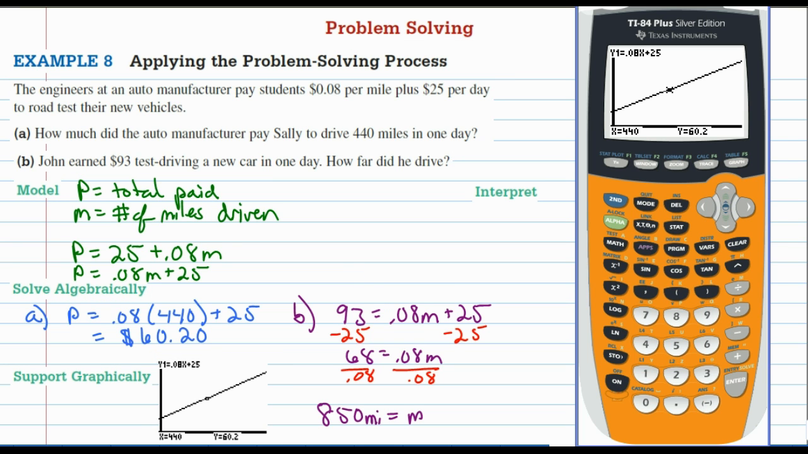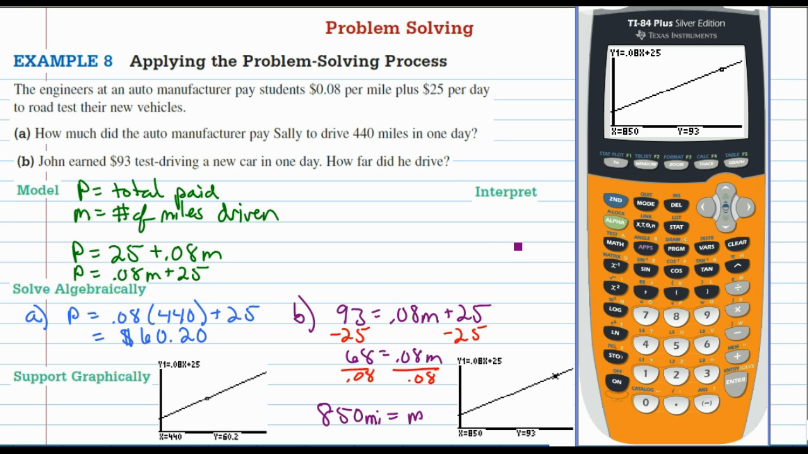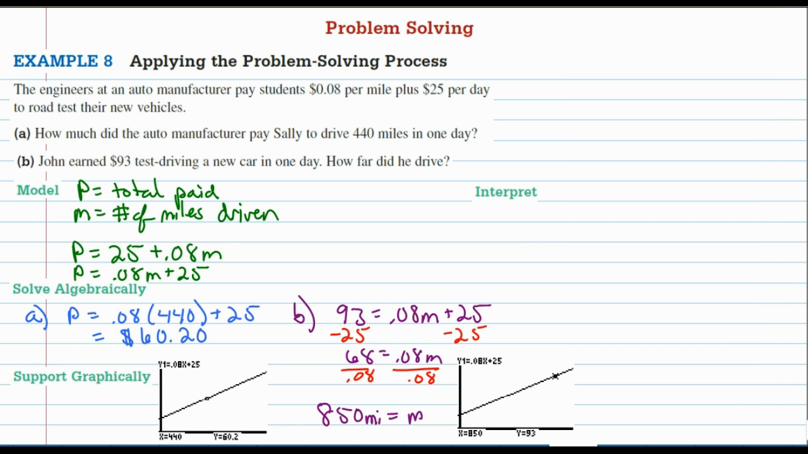John earned $93. Unfortunately, we don't have a way to enter in a Y value, but I think the X value that goes with him is 850 miles. If I plug in 850 miles for X, I get $93 for Y, which does verify graphically that we are correct. Now the interpretation for this model is simply that Sally earned $60.20 for driving the 440 miles in one day, and John drove 850 miles in one day, earning him the $93. Basically a summary of the problem.